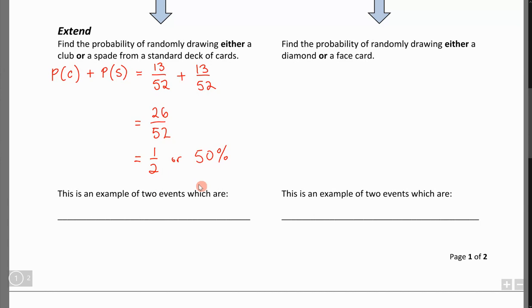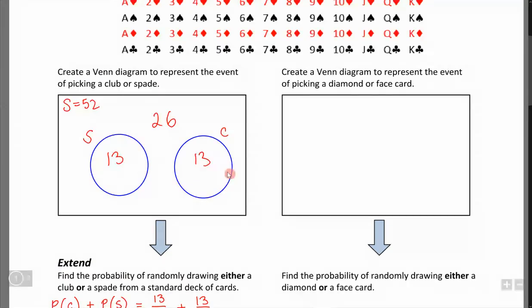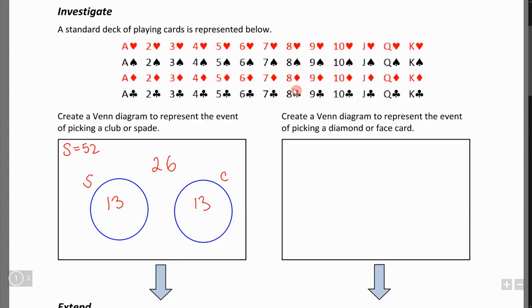cards. And so this is an example of two events which are mutually exclusive. In other words, these are disjoint. So disjoint sets, mutually exclusive. So between the two of them, these are excluding each other, exclusive of each other. Okay. So let's look at another scenario.